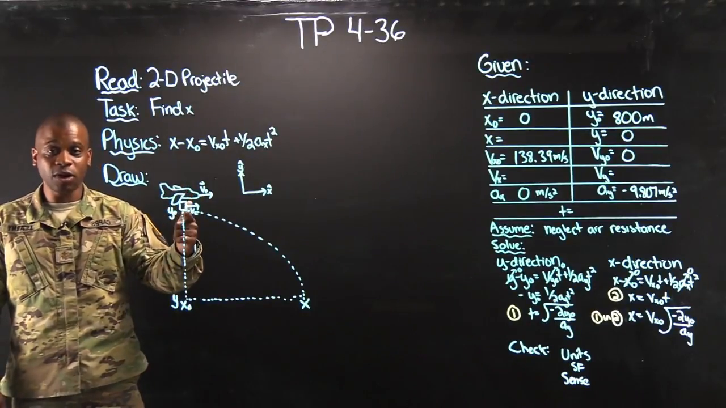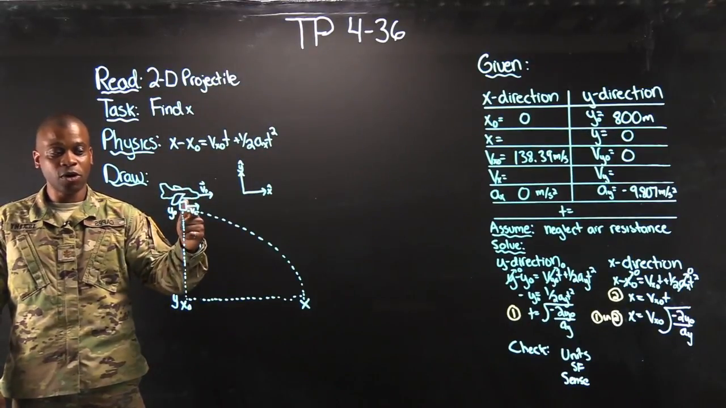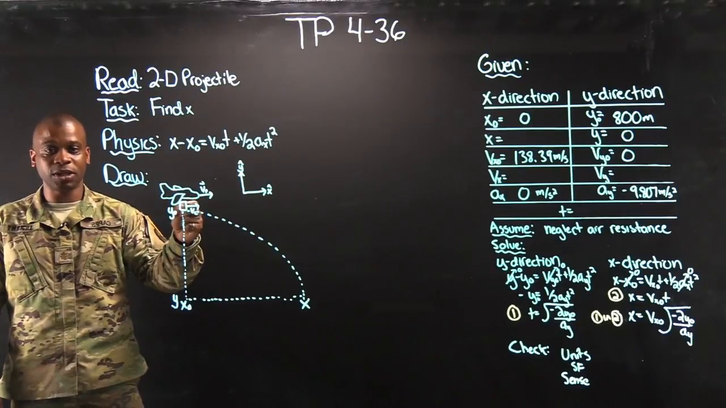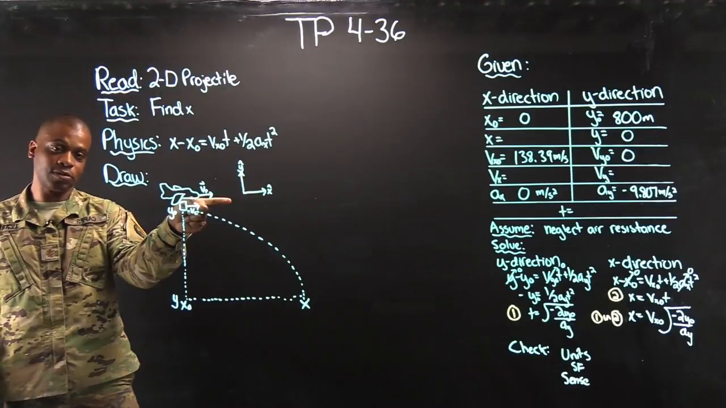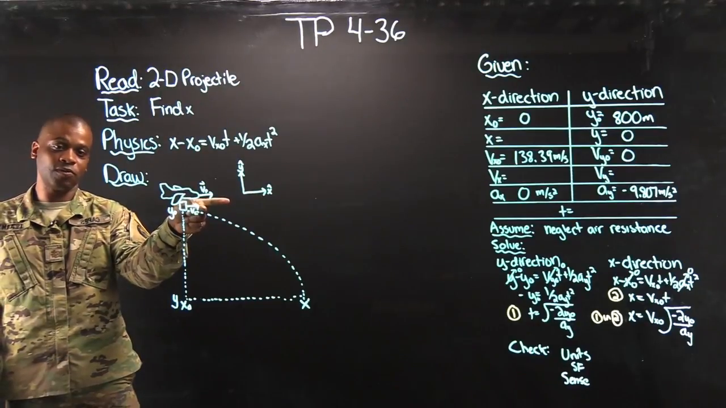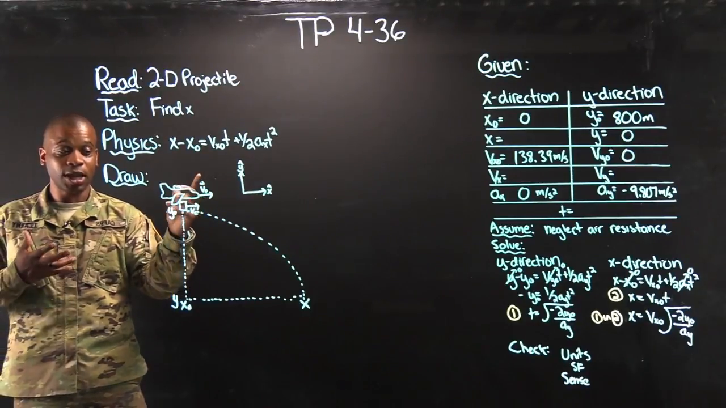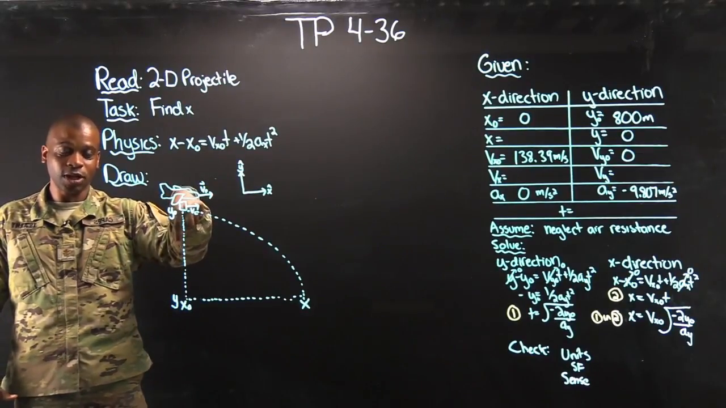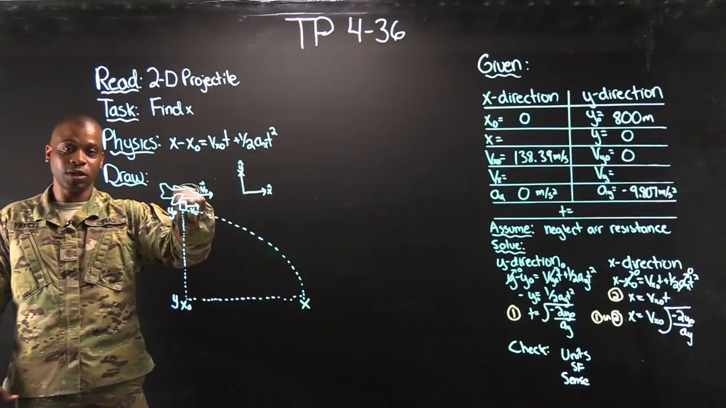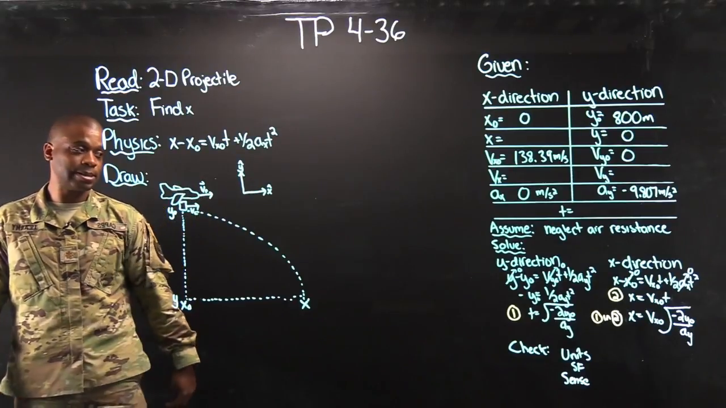Now, the crate is dropped from the airplane. Well, as the crate is dropped from the airplane, it has the same initial velocity in the x direction as the airplane itself. Remember that. It has the same velocity in the x direction, and the velocity in the y direction for that crate initially is 0.